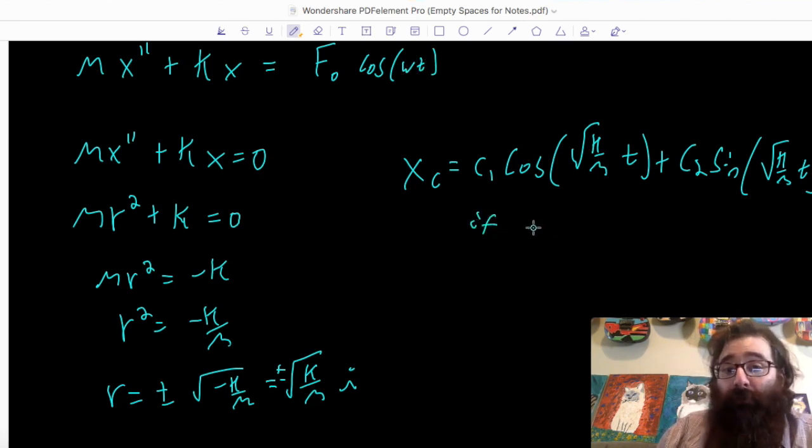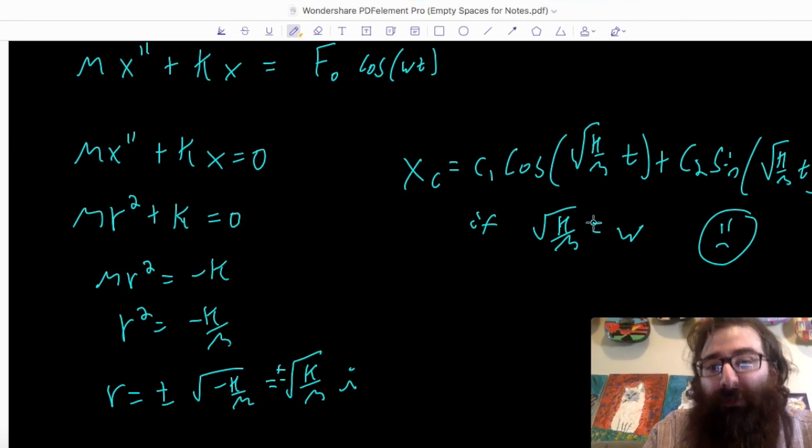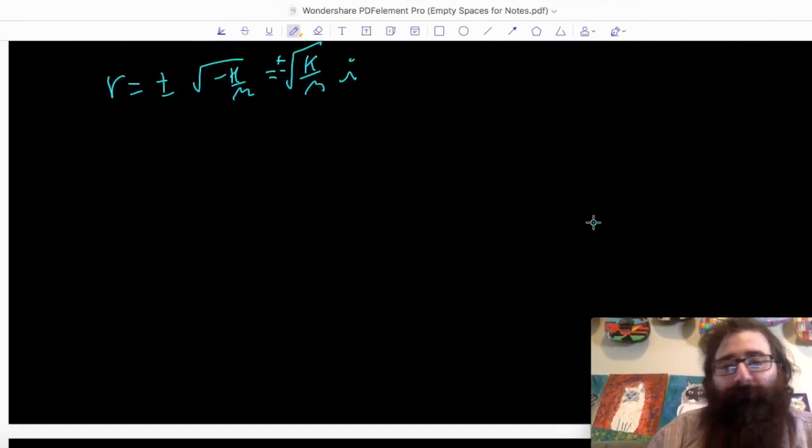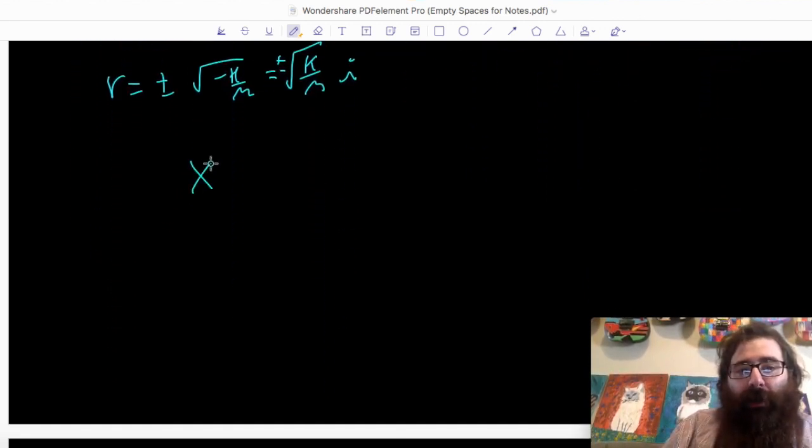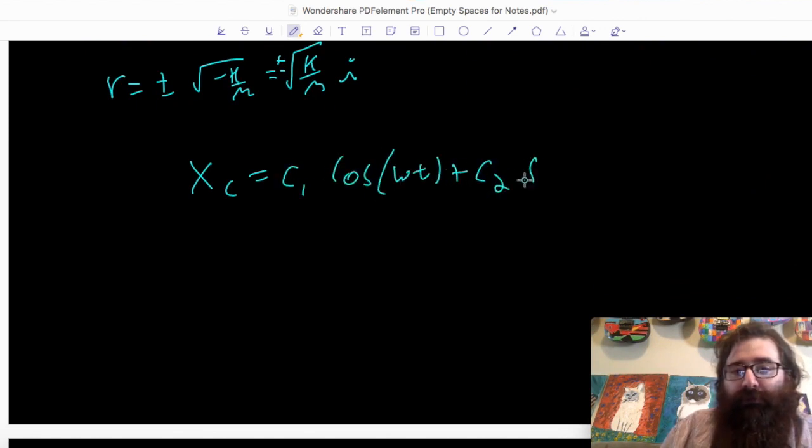That would be a problem. So if radical k over m is equal to omega, we're going to have a problem. And why is that? Well, this means now that my complementary solution is c sub 1 cosine of omega t plus c sub 2 sine of omega t.